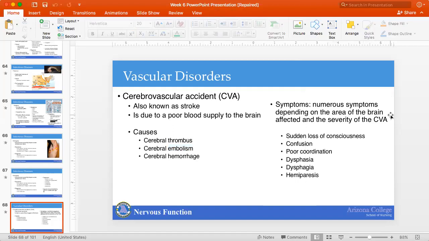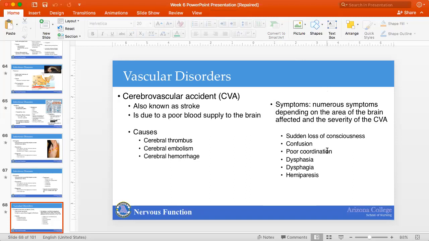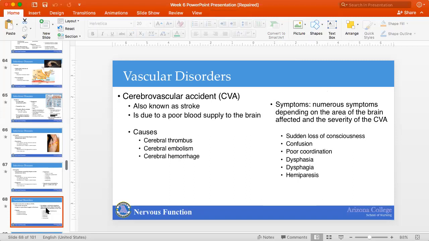Symptoms: numerous symptoms depending on the area of the brain affected and the severity of the CVA. I've worked with a lot of patients with strokes, and every one of them has been different in the way they present, whether behavioral, physical impairment, or cognitive impairment. It really just depends on what part of the brain is hurt and how much. There are some similarities, but they're all different at the same time. Sudden loss of consciousness, confusion, poor coordination, dysphagia, and hemiparesis are common signs that you'll also see.